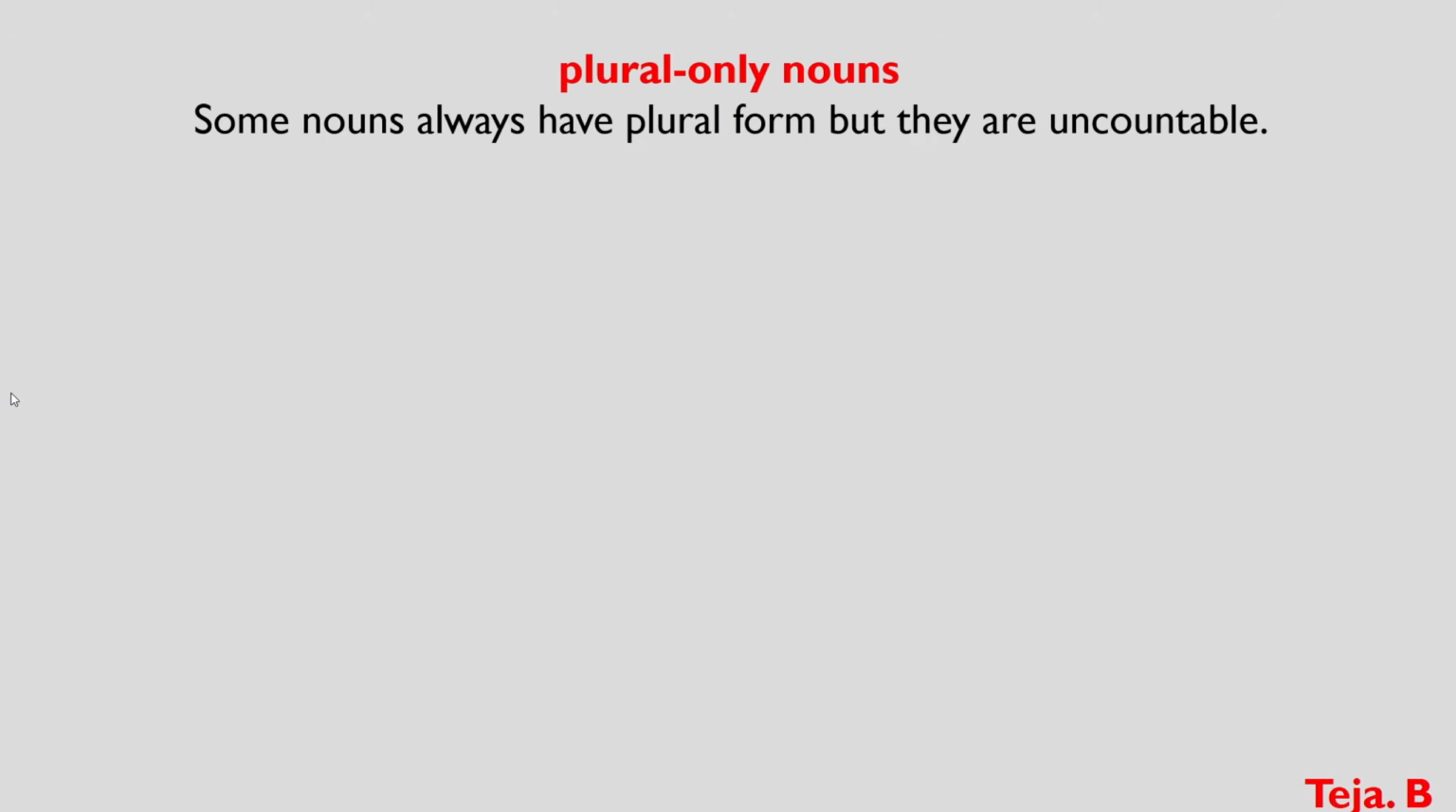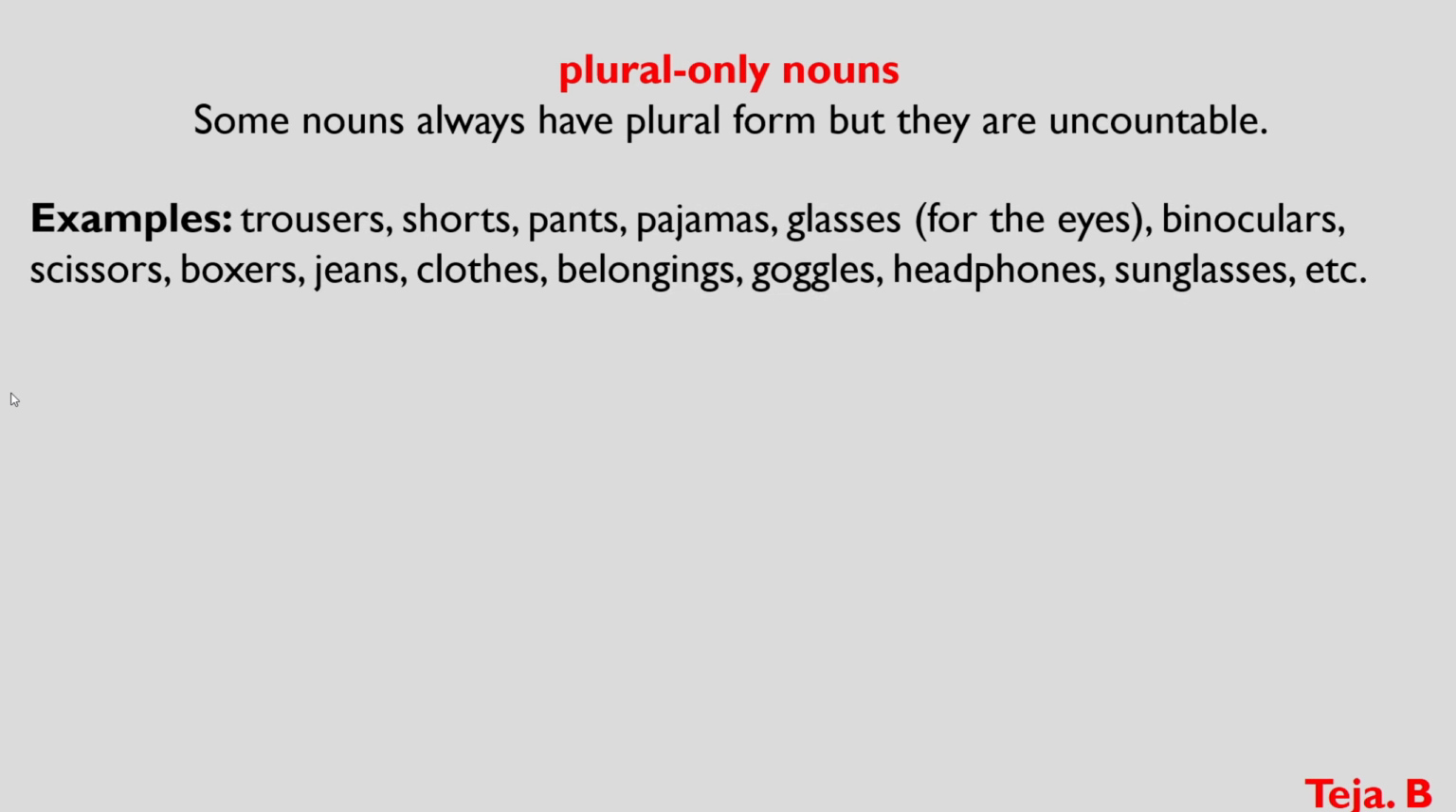Plural only nouns. Certain nouns are always plural. But we don't know those nouns, and sometimes we use them as singulars. But certain nouns in the English language are always plural. Right, guys? Examples: trousers, shorts, pants, pyjamas, glasses, particularly for the eyes, binoculars, scissors, jeans, clothes, belongings, goggles, headphones, sunglasses, etc. We sometimes use them as singular, but they are always plural.